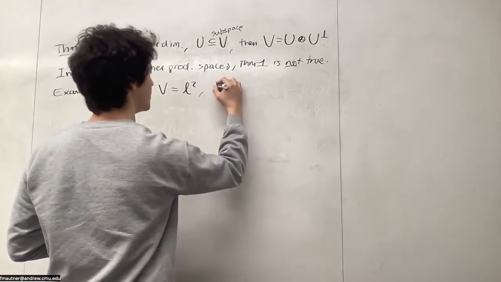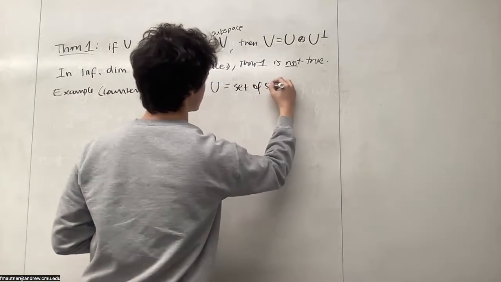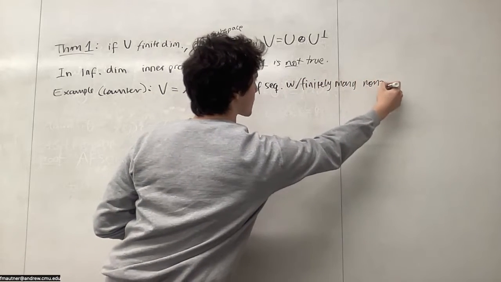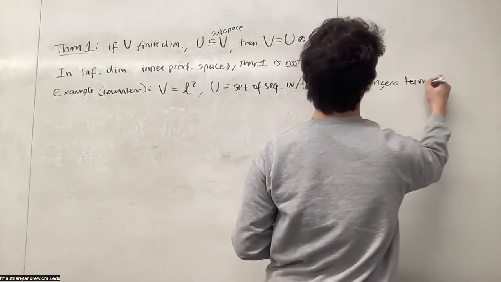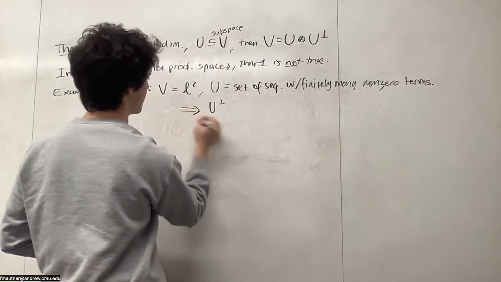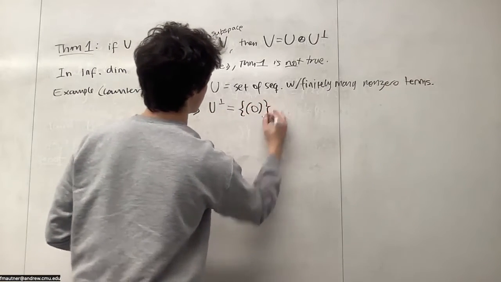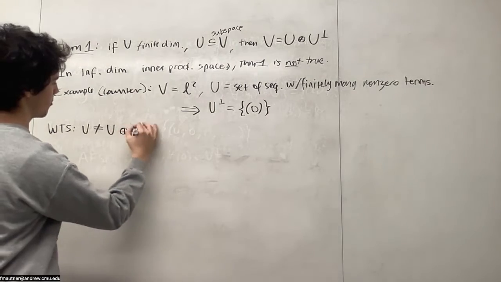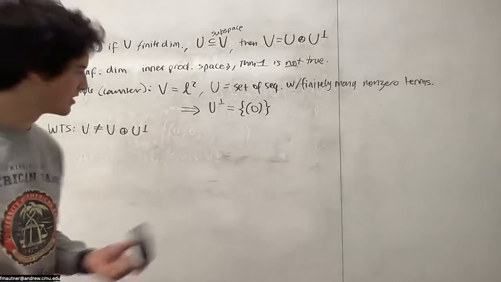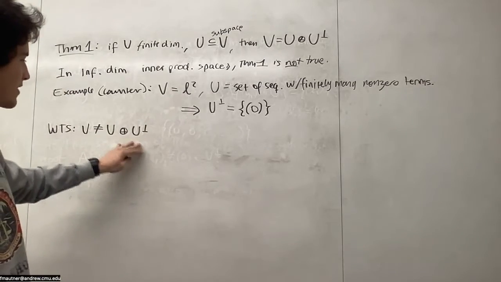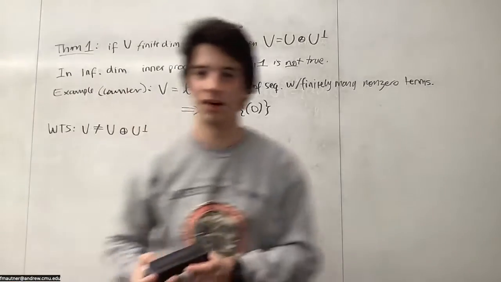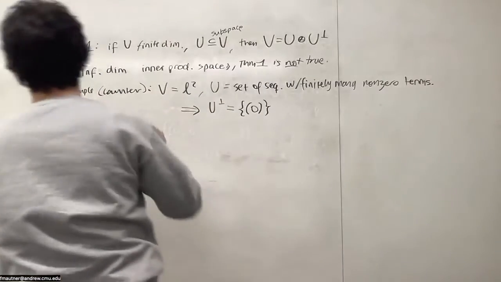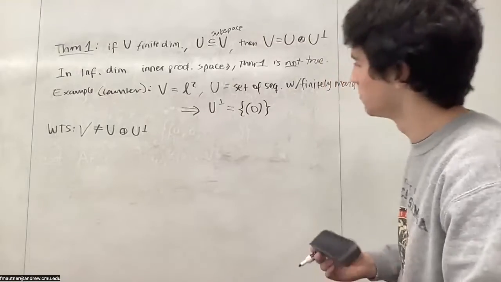And we say U is the set of sequences with finitely many non-zero terms. Just barely. Then we just showed that that means that the orthogonal complement is the zero sequence. And now what we want to show is that V is not in fact just the direct sum of U with U complement. Let me rephrase, I was being a little confusing there. So we want to show that V is not equal to the direct sum of U and U perp.